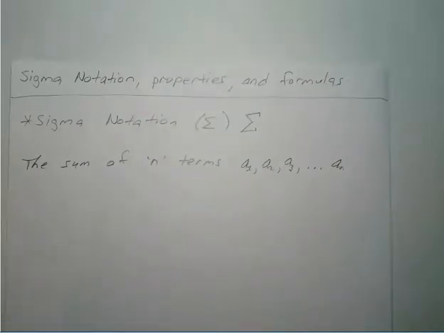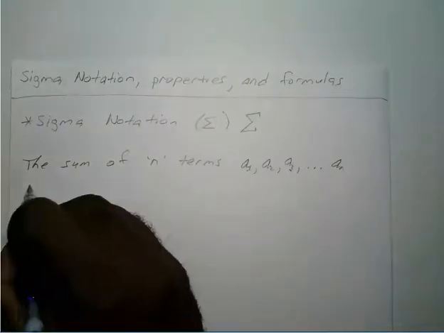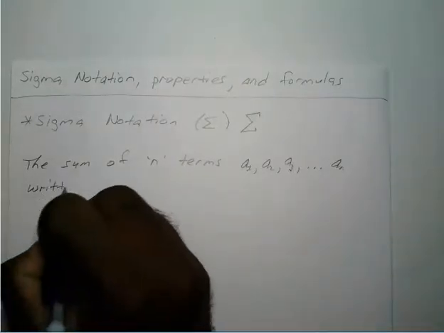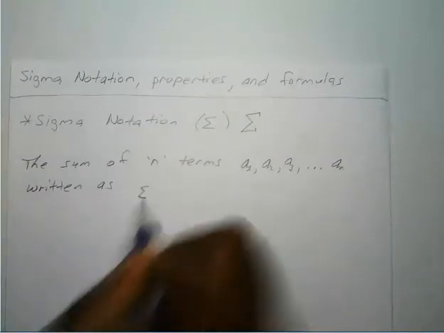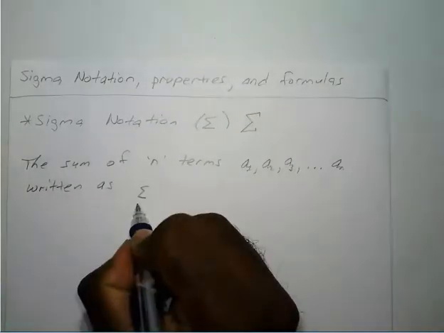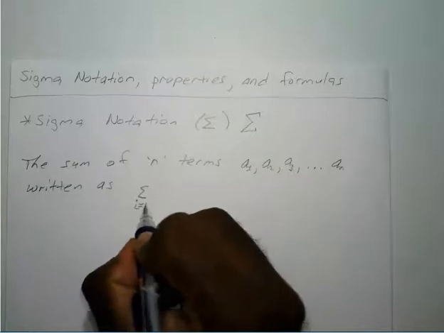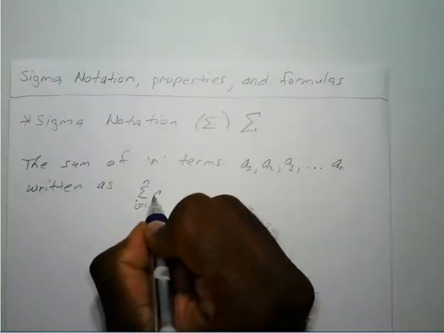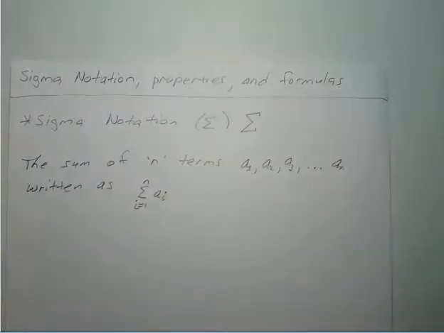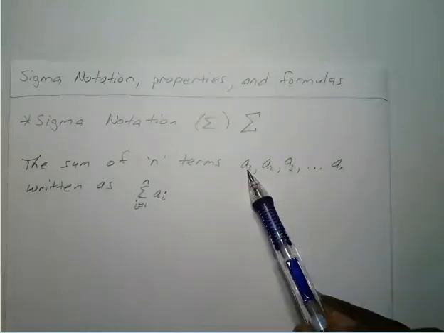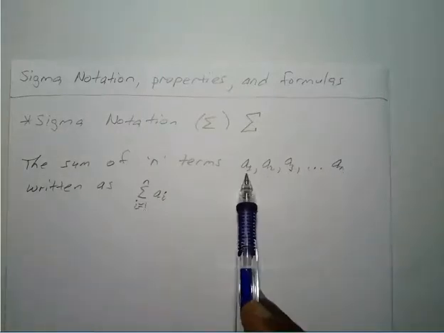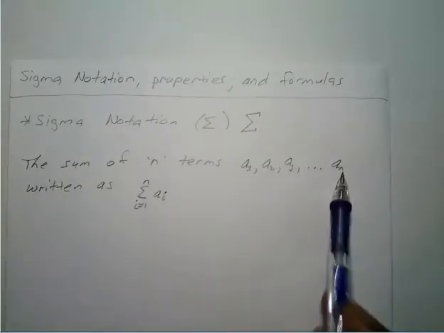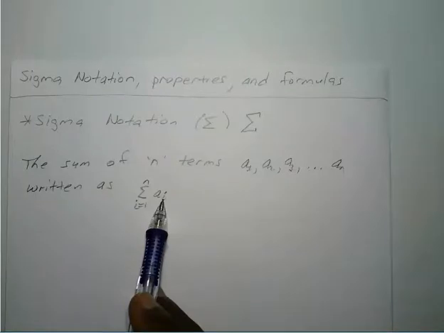Okay, so writing that in sigma notation means they would be written as the sum of i equals 1 to n of a sub i. Because you see here that it's going up 1, from 1 to 2 to 3 to 4 to 5 all the way to n. So we're starting at 1 and going all the way up to n, and that i is going to change with each one.